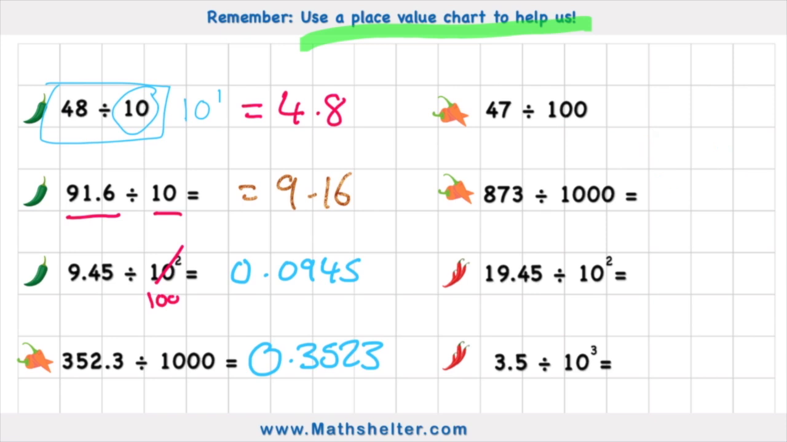So 47 divided by 100 would be 47 moved 2 places. So my 4 would go from being in the tens column to being in the tenths column. So I would have 0.47 as my answer. Next orange chilli challenge, 873 divided by 1,000, or in other words, 10 to the power of 3. So I know I'm going to be moving them 3 columns. So if my 8 is in the hundreds column, 3 columns to the right would be the tenths column. So I'm going to have 0.873.